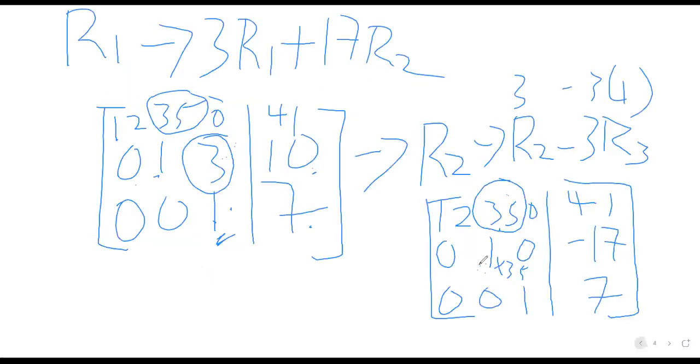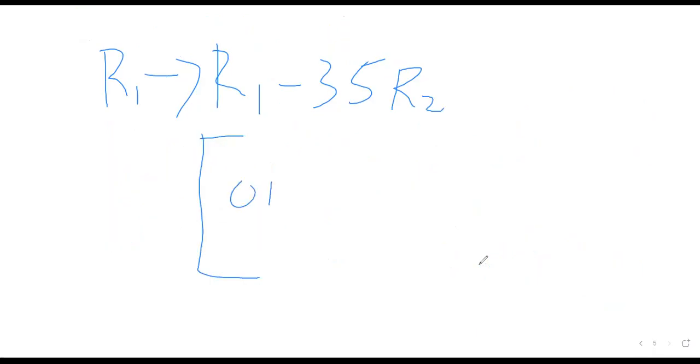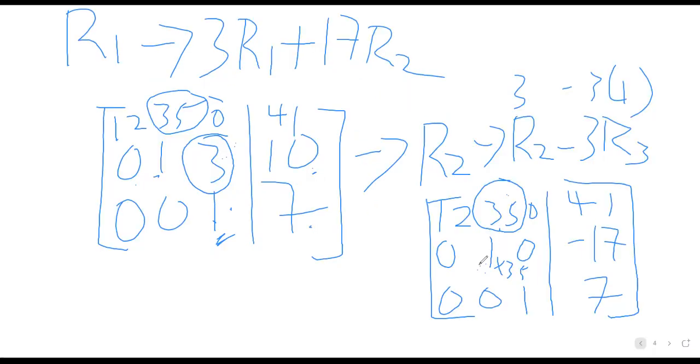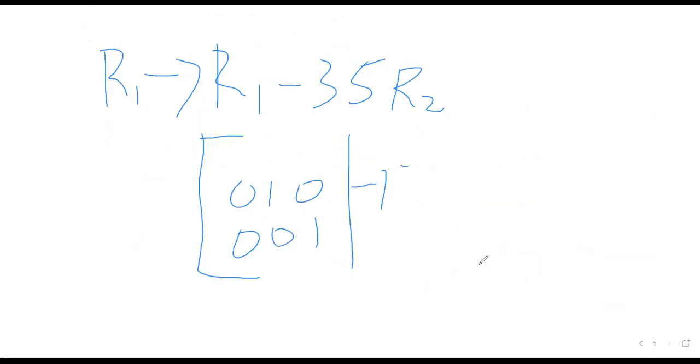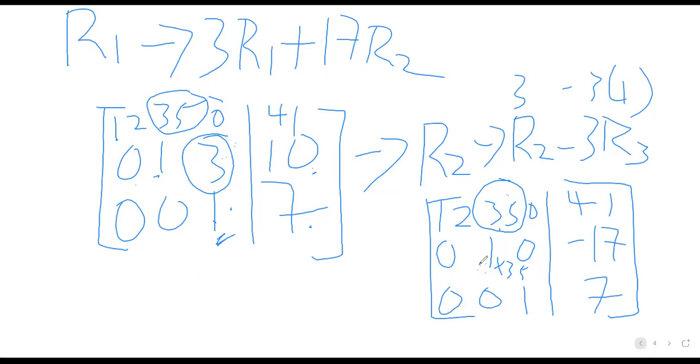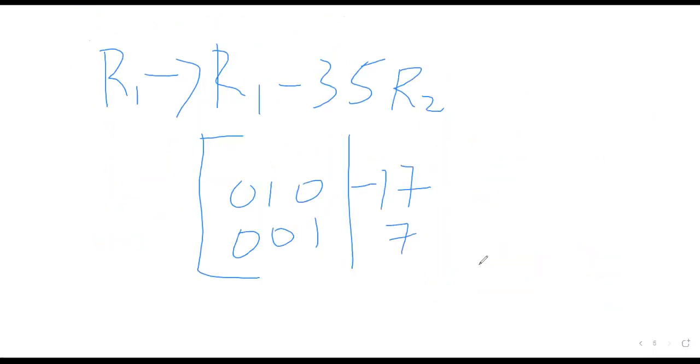So let me write, we are doing row 1. Let me write row 2 and row 3 down: 0, 1, 0, negative 17, and 0, 0, 1, 7. So row 1 minus 35 row 2. 12 minus 35 times 0 is still 12, because 35 times 0 is still 0. So 12 will be here.